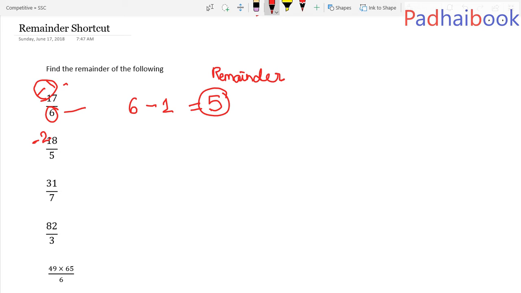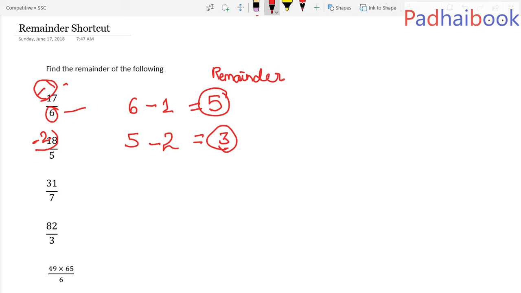Now, as you can see, we took minus 2 in this example. What is the remainder that we will get? We will subtract minus 2 from 5, because minus 2 cannot be a remainder, it is a negative number. Negative numbers cannot be a remainder. We know that from our primary classes. Alright, 5 minus 2 is 3. Now, 3 is the remainder.